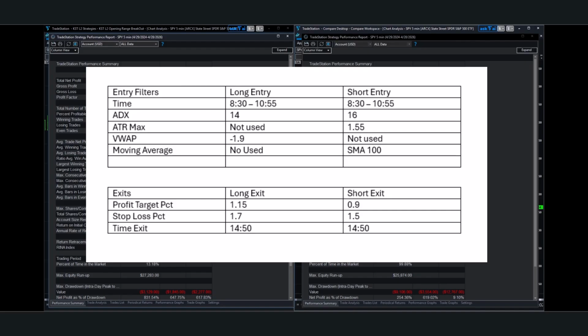For the long entries, we added a time filter. This will only allow a new position to be entered between 8:30 a.m. Central Time and 10:55 a.m. Central Time. As this is a 15-minute breakout, the first entry can actually only be taken after 8:45 a.m.